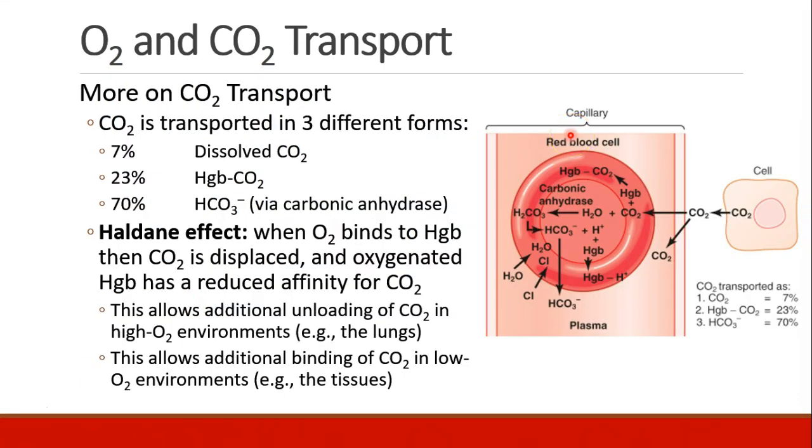Now back to carbon dioxide transport. Carbon dioxide is transported in 3 different forms. About 7% of it is dissolved in the blood, compared with 3% of oxygen. 23% of it is bound to hemoglobin, compared with 97% of oxygen. But carbon dioxide has a third way of being transported, and that is via the carbonic anhydrase, which creates the bicarbonate ion.